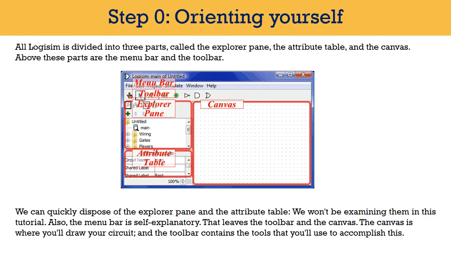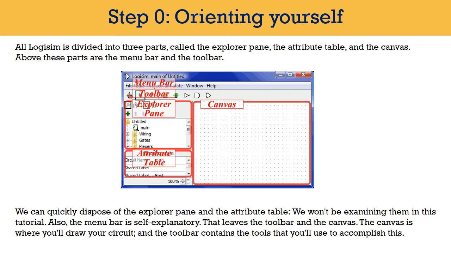As a beginner Logisim designer, let's start by orienting yourself. Logisim is divided into 3 parts called the Explorer pane, the Attribute table, and the canvas. Above these parts are the menu bar and the toolbar. Here you can see the red marking of these parts. At the top of Logisim is the menu bar, and after that the toolbar, which has different types of gate symbols, and then the Explorer pane, and after that the Attribute table. On the right side there is the canvas. We can quickly dispose of the Explorer pane and the Attribute table; we will not be examining them in this tutorial.